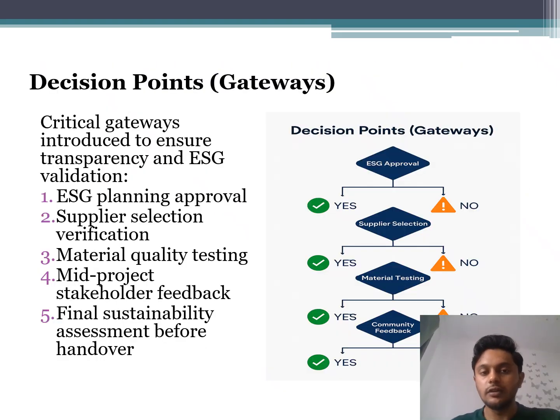Now let's go through the decision points. There are five major decision points in my project. First one is ESG planning approval. We will begin with this point, and after we will get the supplier selection verification, that the suppliers we are getting are ISO certified, and everything we will check it.